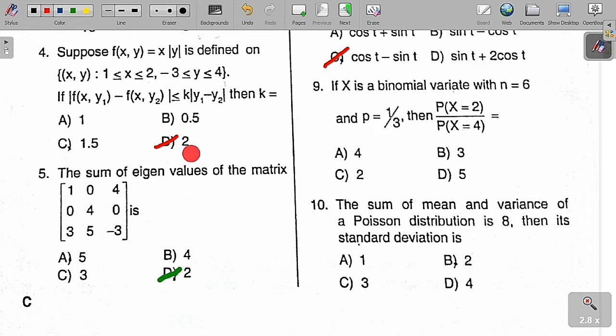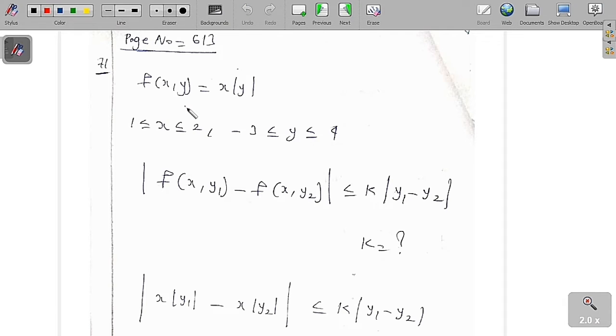So let's solve this numerical. In this question, they have given that f of x comma y is equal to x into mod y. The range of x is from 1 to 2 and the range of y is from minus 3 to 4. Now, they have given mod of f of x comma y1 minus f of x comma y2 mod less than or equal to k into mod of y1 minus y2. We need to figure out the value of k in this question.